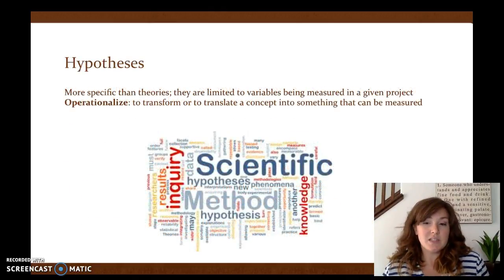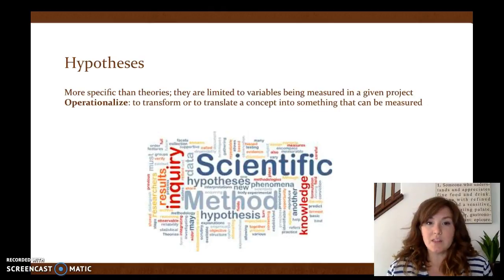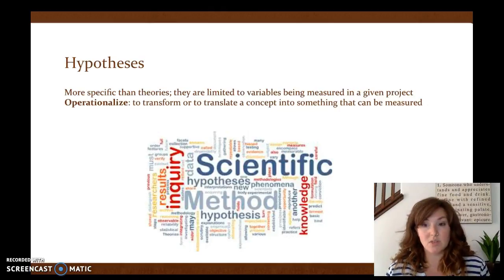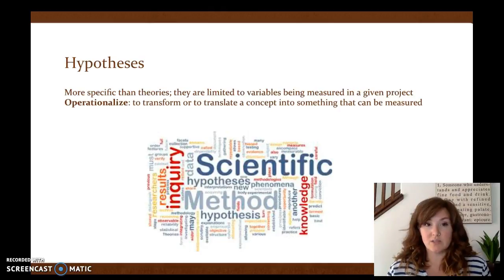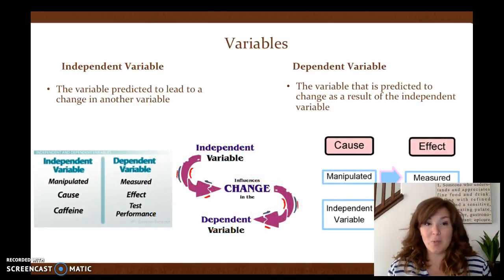So hypotheses are a little bit more specific than theories. They are limited to variables being measured in a given project, so to operationalize, which brings us back to our last video for an operational definition. To operationalize is to transform or translate a concept into something that can be measured. So let's go back to these variables.